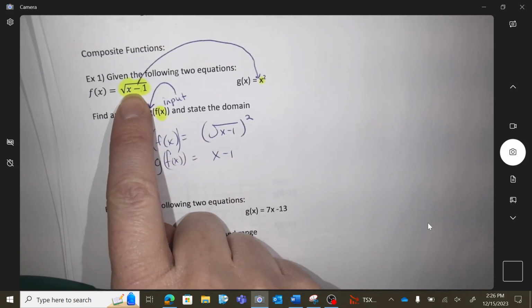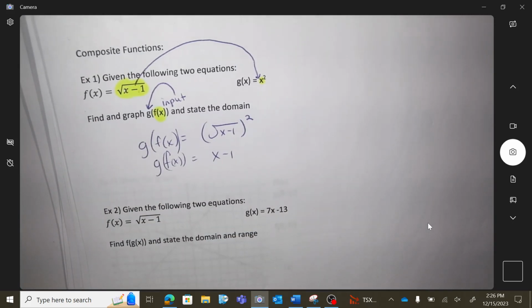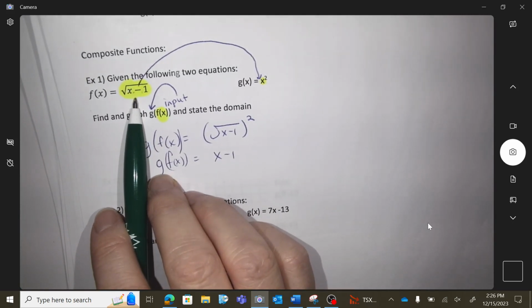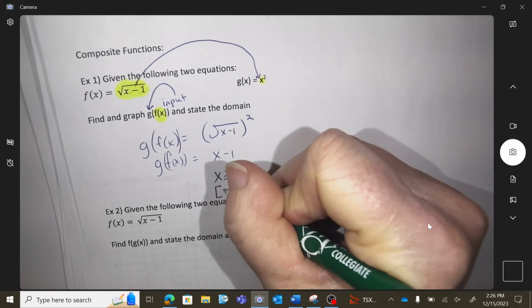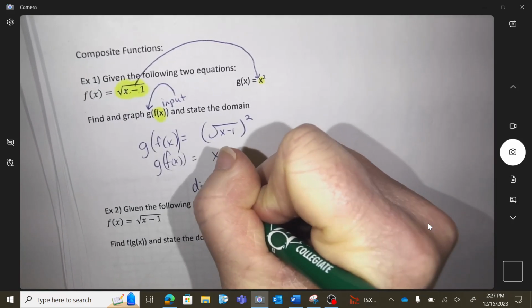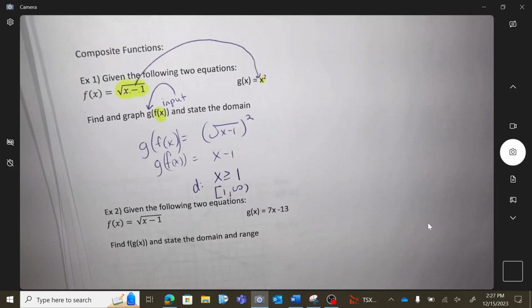What do you think? I can square root positives. I can square root zeros. I cannot square root negatives. So what do I have to stay at or above? 1. Yeah. Right? Do you get that? Because I cannot square root a negative. So I have to stay at 0 or above, at 1, to stay positive.